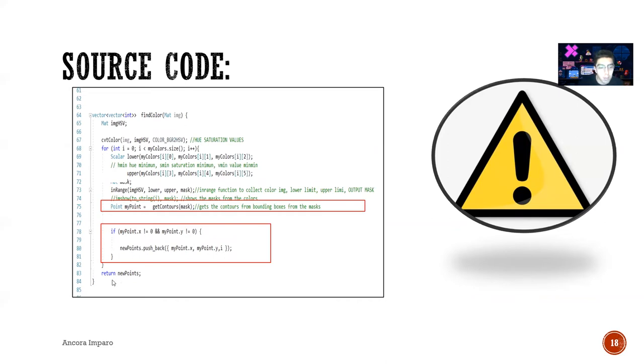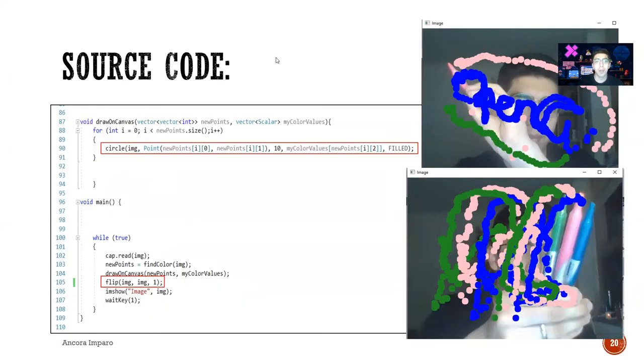As you can see here, we are returning the new points. So for drawing on the canvas, we have the new function. We're gonna call it with vectors. The arguments are gonna be type vectors and are gonna be the result that we obtained from the last two functions, new points, and my colors values is gonna be a new value. It's gonna be an empty value, so we can put it on the screen.